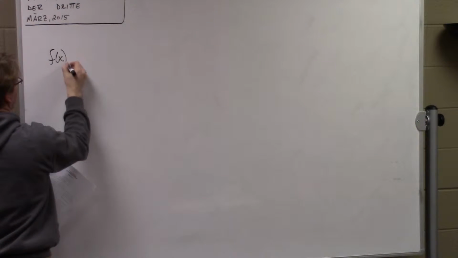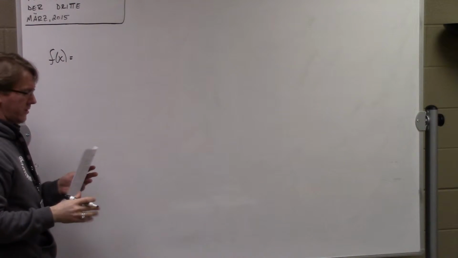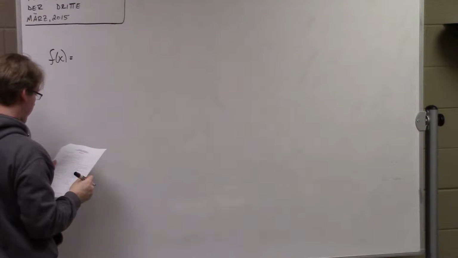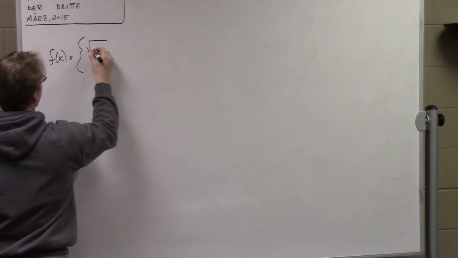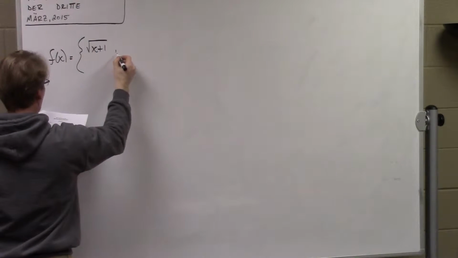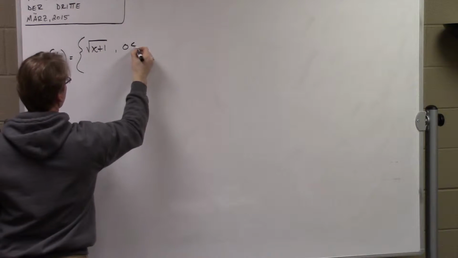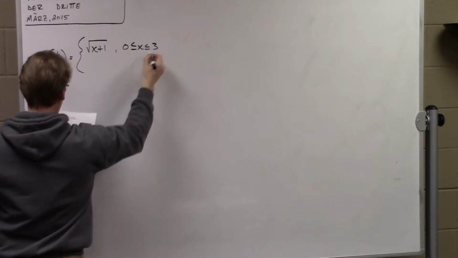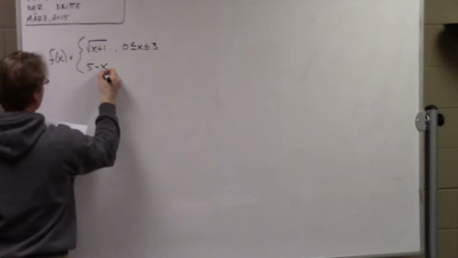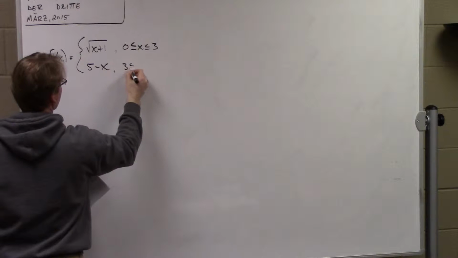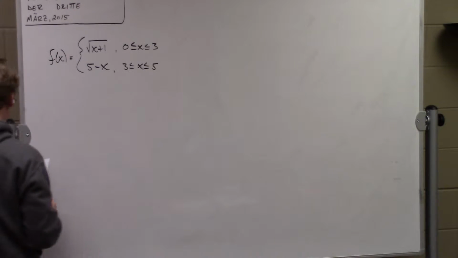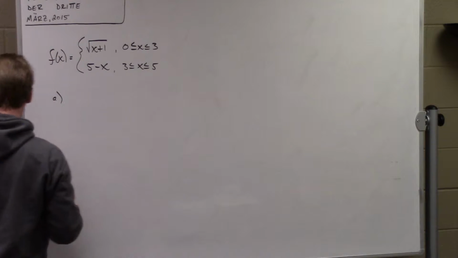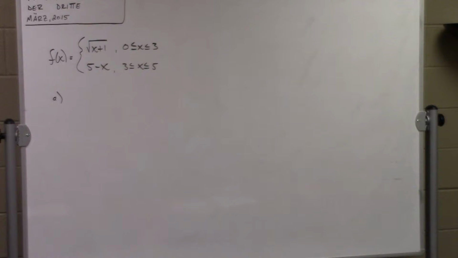You have f of x, this one I like, I love this question by the way. F of x is equal to square root of x plus 1 when we are going from 0 to 3, and 5 minus x when we are going from 3 to 5. Okay, part A. Is f continuous at x equals 3, why or why not?